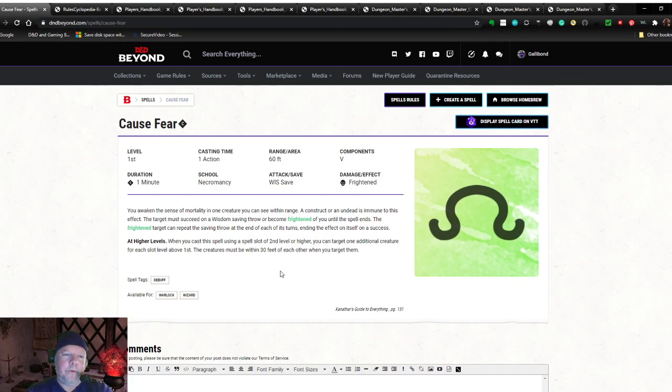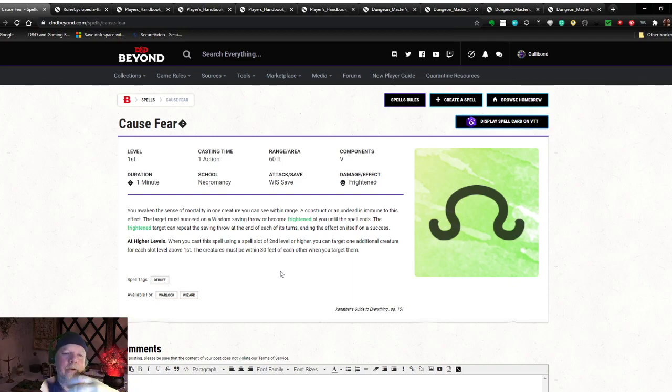Cause Fear is a first level spell for warlocks and wizards. It's verbal only, it takes an action, it's considered a necromantic spell, and basically it just frightens a target. You can specify one target within 60 feet of you, and if they fail a wisdom save, they become frightened of you for the duration.